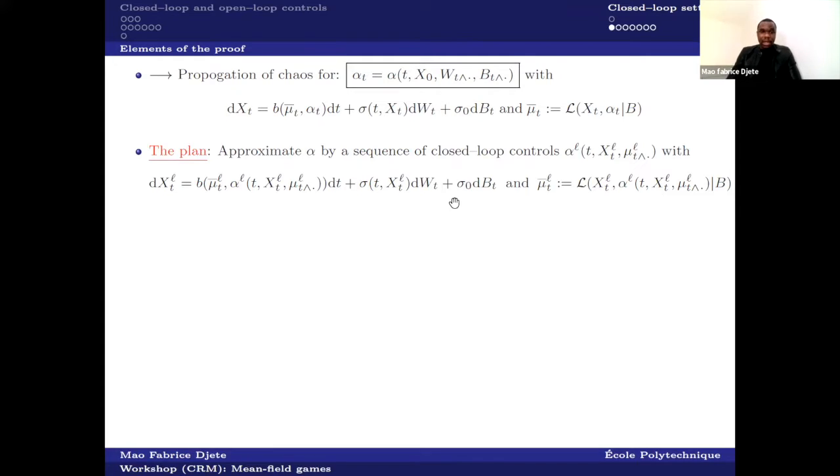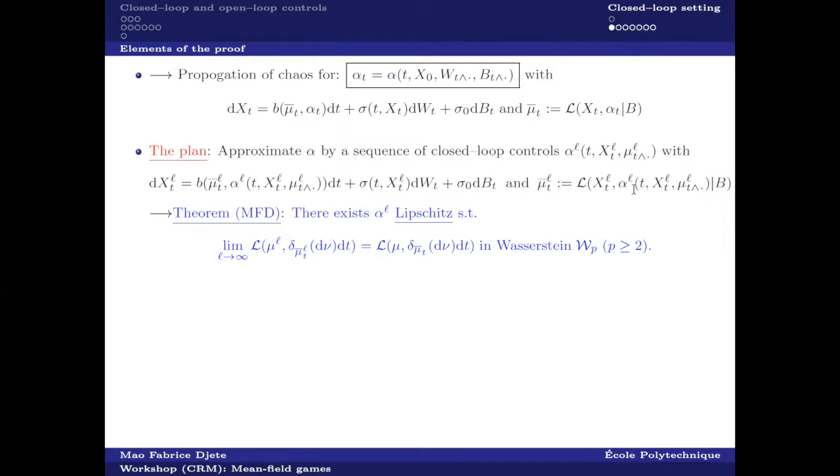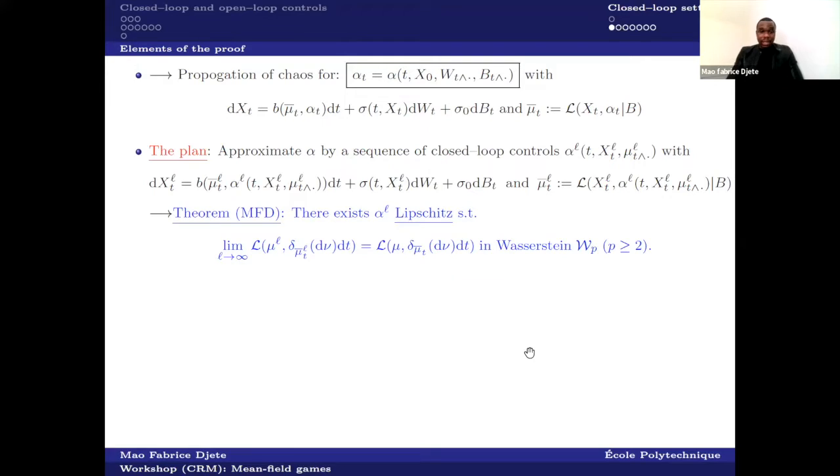To put it simply, I want to approximate an open loop control by a closed loop control. That is something I want to do. And the main point is I want this map alpha here, alpha L, to be regular, to be Lipschitz ideally. So the result, I thought, is actually possible. So there exists a map like this that solves the question. I'm going to talk about the proof of this during the 10 minutes I have left.